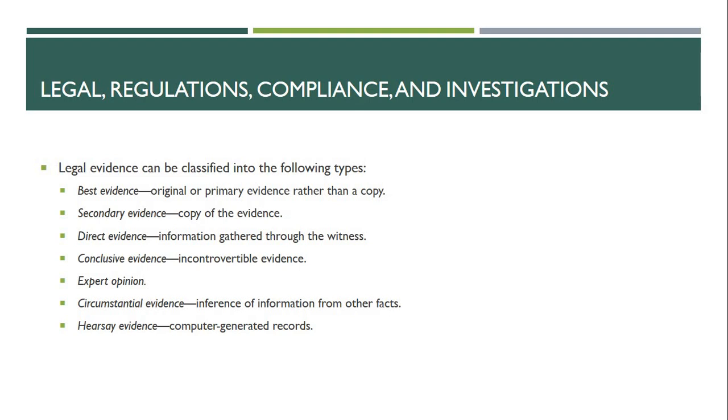You also have here the expert opinion. Expert opinion comes from an expert, people who are experts in that particular field or in the involvement with that crime. Then we also have circumstantial evidence, wherein it is the inference of information from other facts. These are your inferences based on the facts you received or obtained. Then we also have hearsay evidence, or computer-generated records.